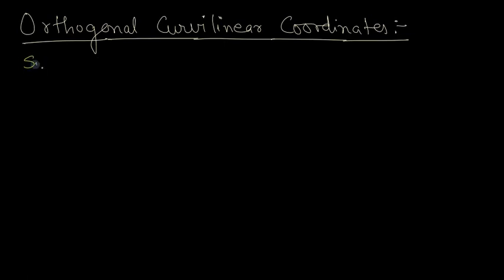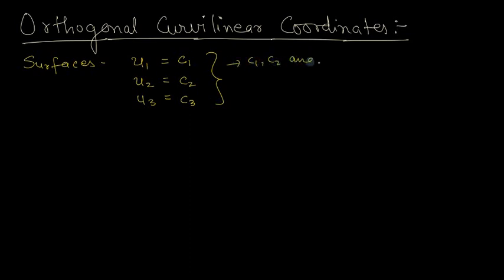So what I say next, I will define some things. There are surfaces in a specific coordinate system. What are surfaces? If I say I have a u1 axis, u2 axis and u3 axis, and let u1 equal c1, u2 equal c2, u3 equal c3, where c1, c2 and c3 are constants, then these are called coordinate surfaces.